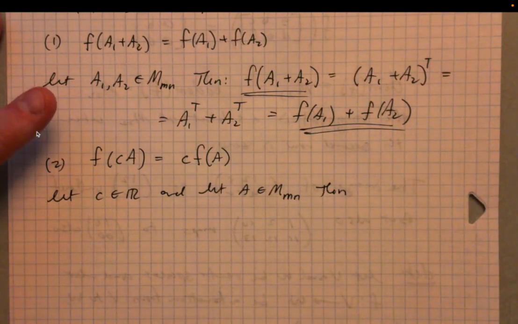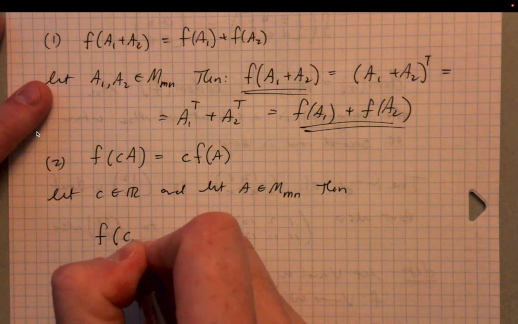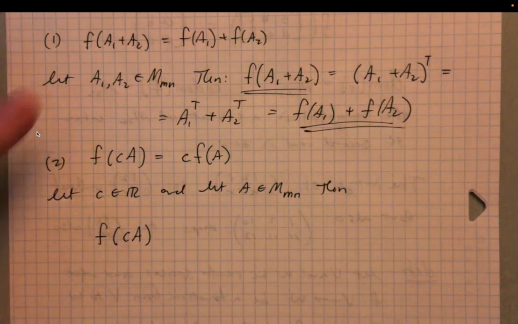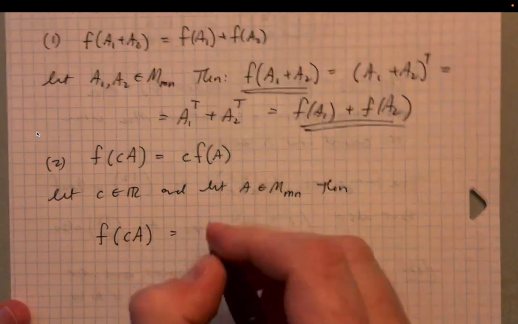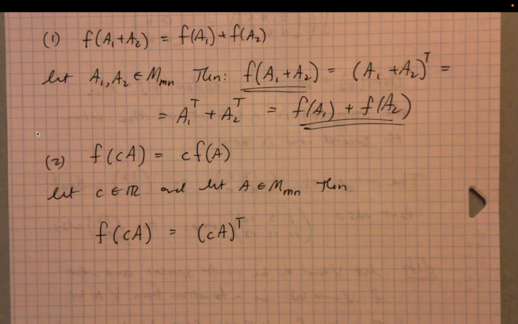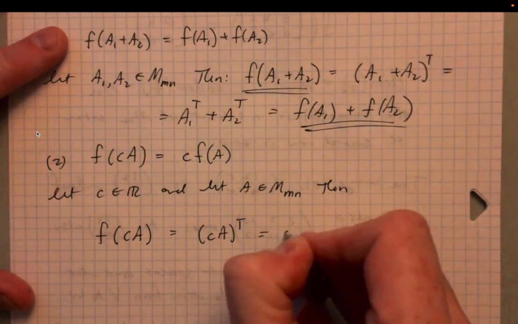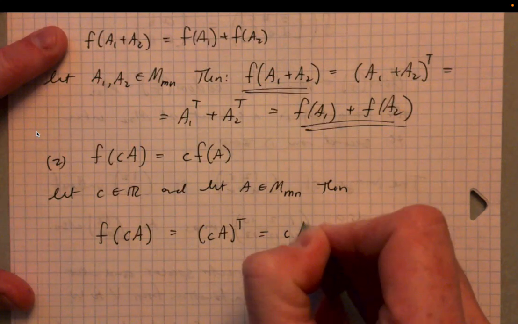Then this one is extremely straightforward as well, right? So f applied to C times A, well, that's equal to C times A transpose, right? That's all that means. And we know, again, from probably the third lecture of the course, that when we transpose a scalar times a matrix, the scalar can just come out of the transposition, can't it? So it's fine to write it like this.